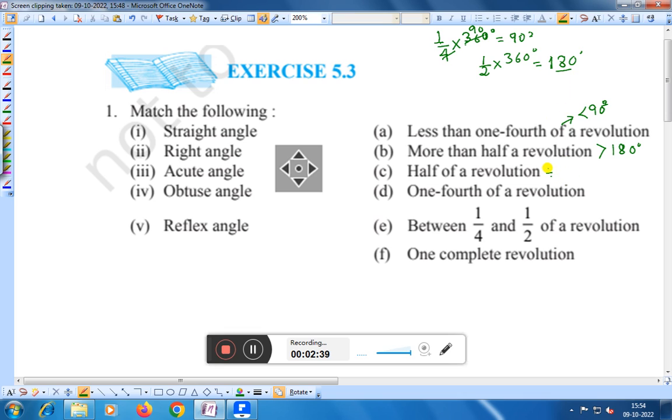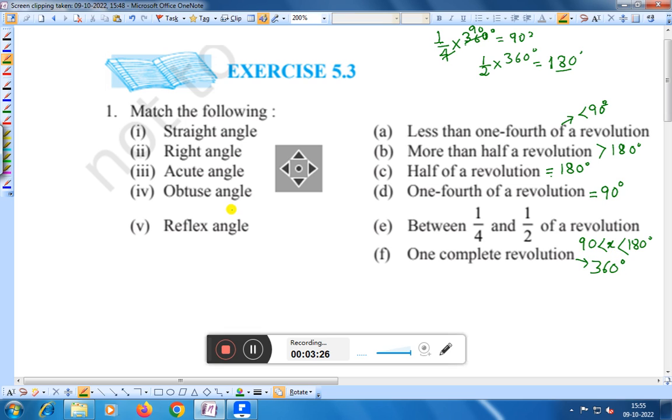We found it here, 180 degrees, right? 1/4 of a revolution means 90 degrees. Between 1/4 and 1/2 of a revolution: 1/4 means 90 degrees, and 1/2 is 180 degrees. That means greater than 90 but less than 180 degrees, right? Suppose this is x, greater than 90 but less than 180 degrees. And one complete revolution is 360 degrees.